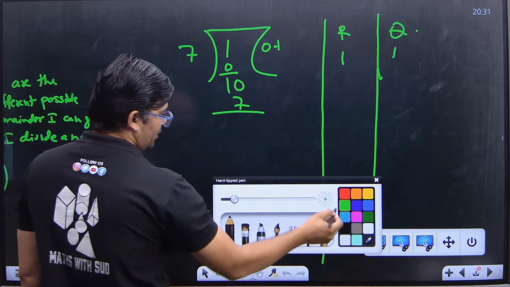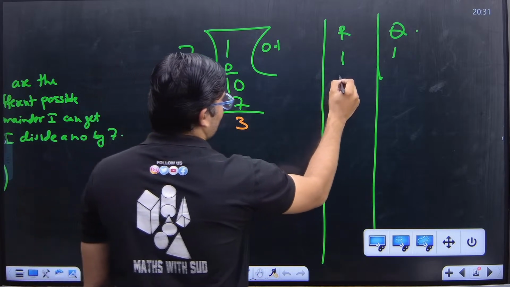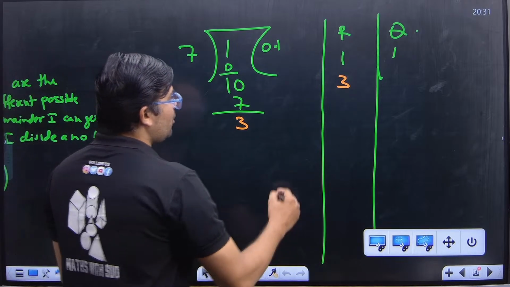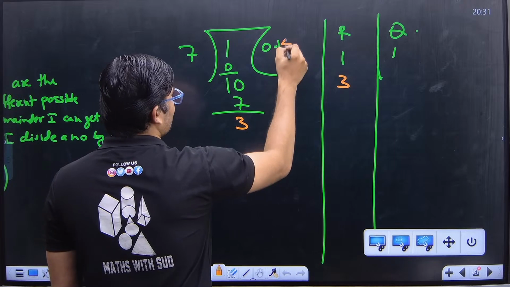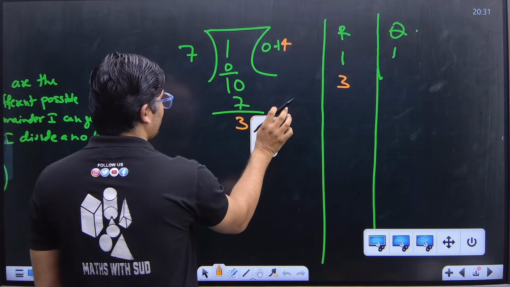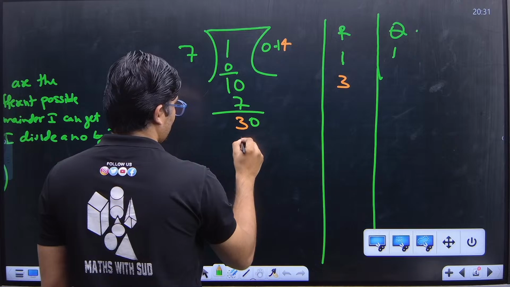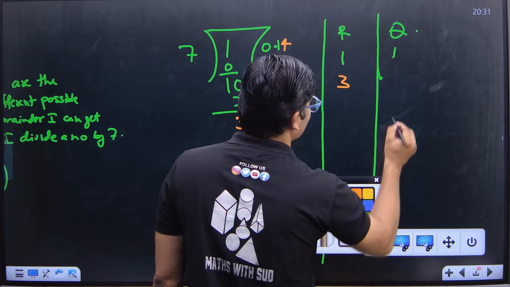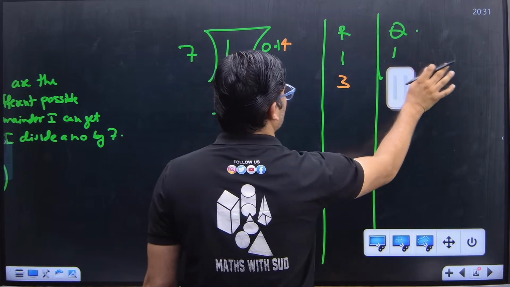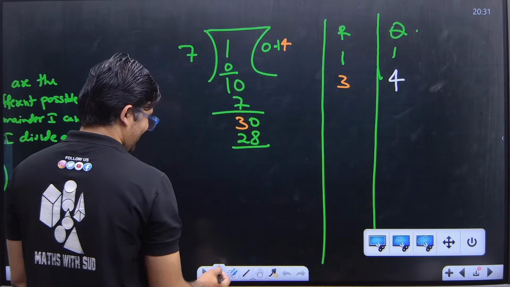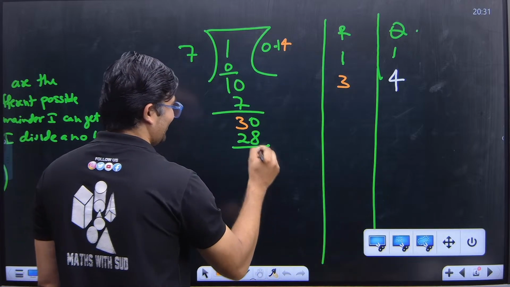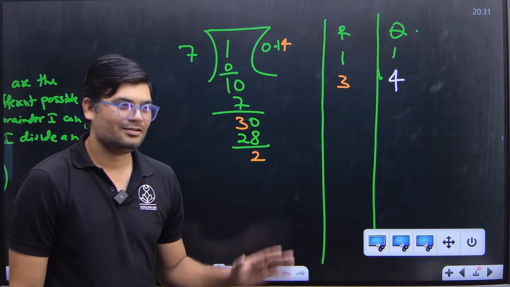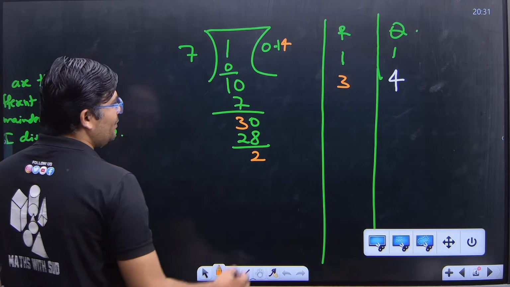Yes. Okay. Now tell me what is the remainder? 3. With the corresponding remainder 3, what should be the quotient? 7 into 4 is 28. Are you getting it? Yeah. So I am writing 4 here. This is a new way of division because I was not taught division like this. Okay, fine. Now tell me what is the remainder now?